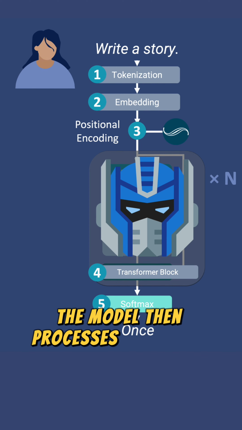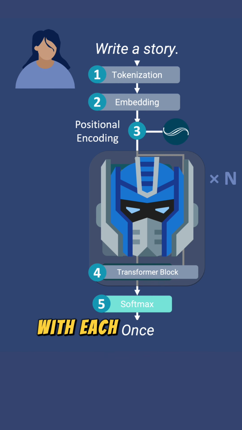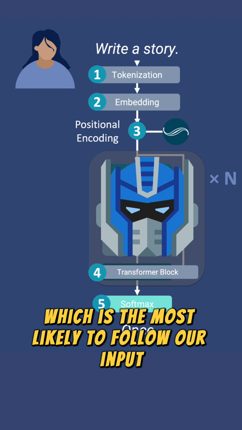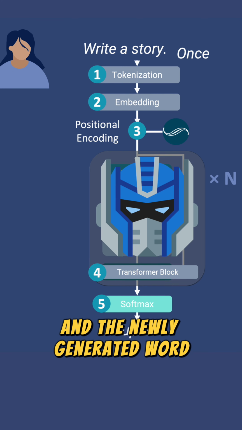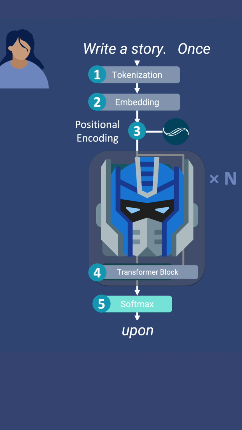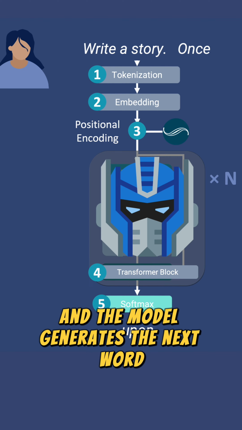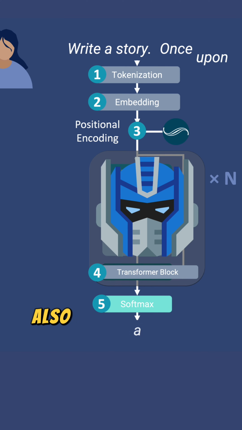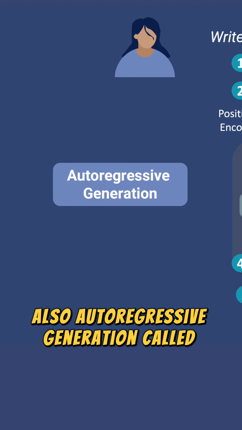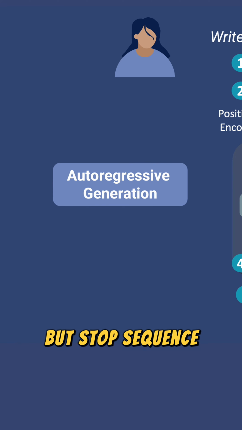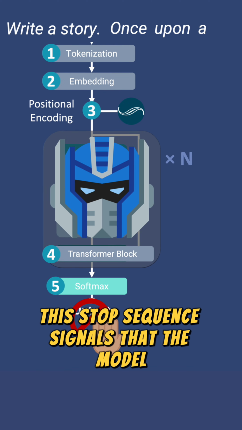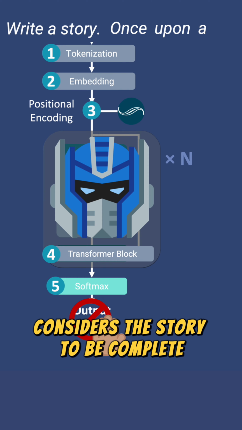The model then processes this input and generates, with each iteration, only the next word, which is the most likely to follow our input. For example, "write a story" and then the word "once". And the newly generated word then becomes part of the input, and the model generates the next word. This iterative process, also called autoregressive generation, continues until the most likely output is no longer a word, but a stop sequence. This stop sequence signals that the model considers the story to be complete.